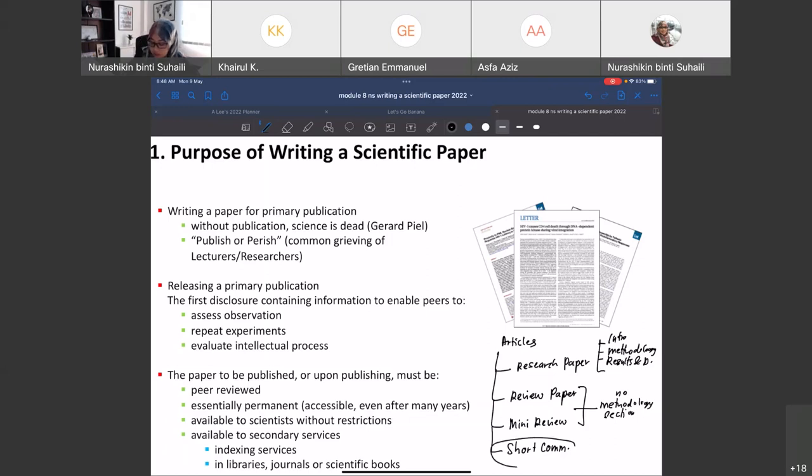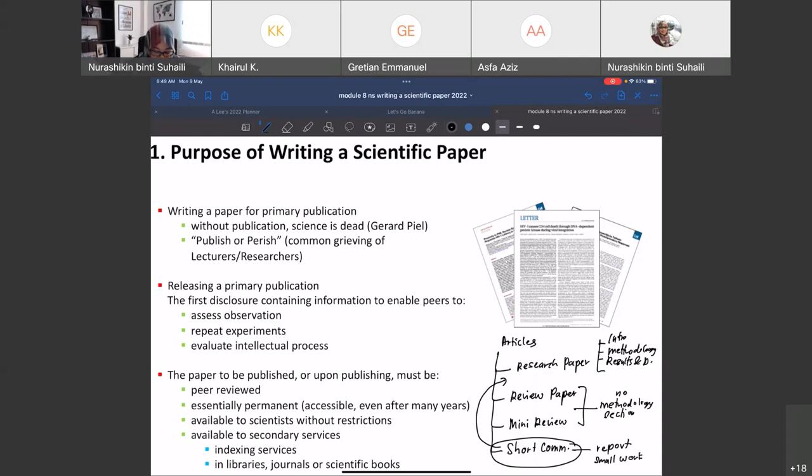Short com is actually a short version of research paper. But you might not see a methodology section, but you can see that it's a small work. So this one, short com, normally reports much smaller work or research lah, small research, smaller work than the research paper. Okay, all right. So this is just for you to know.